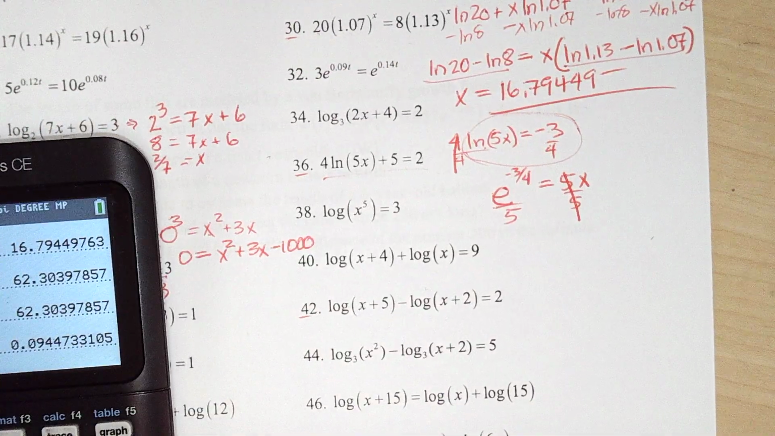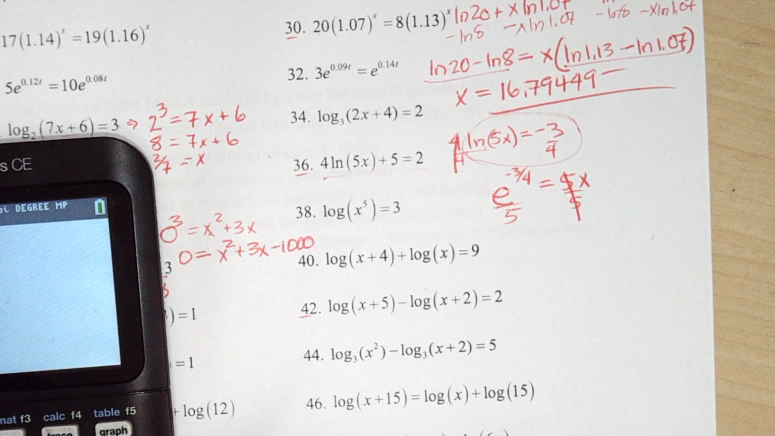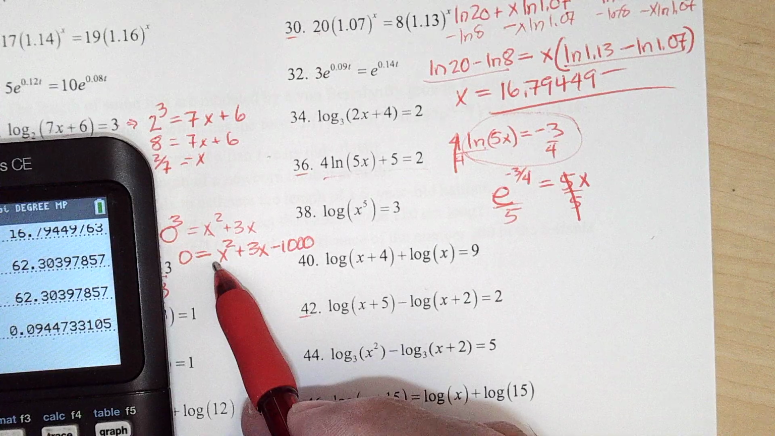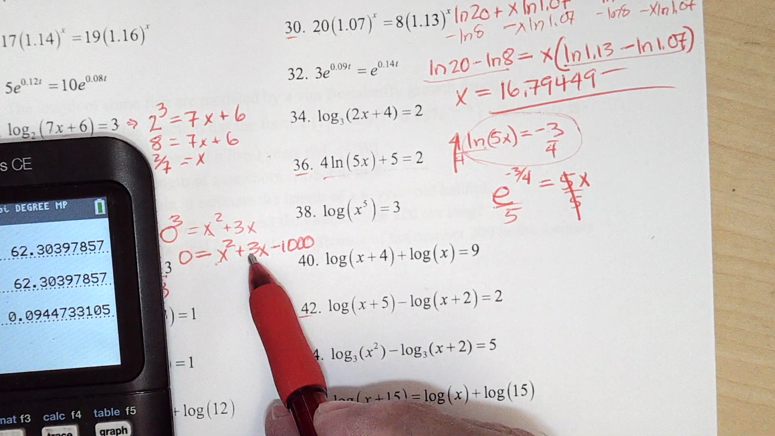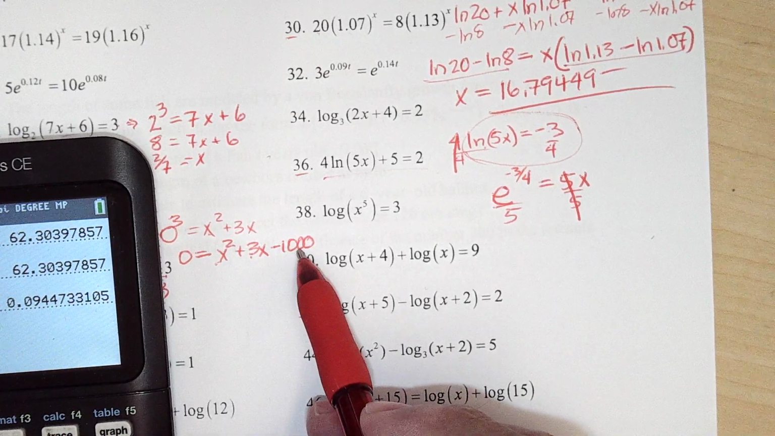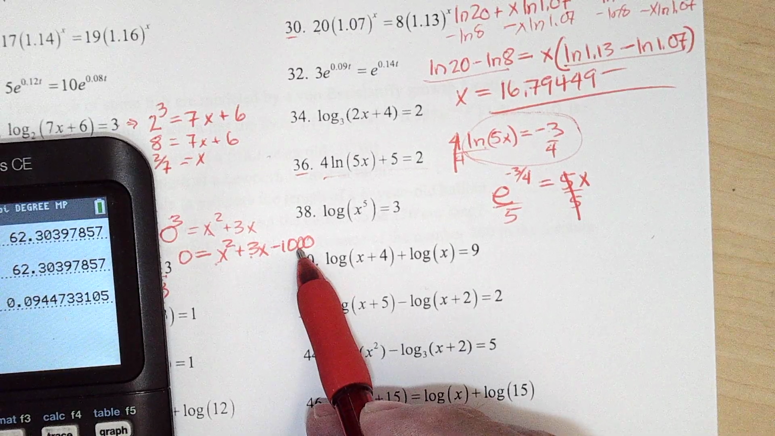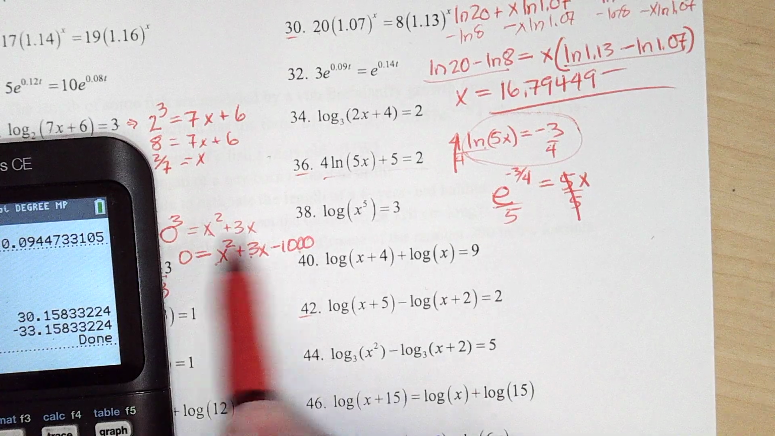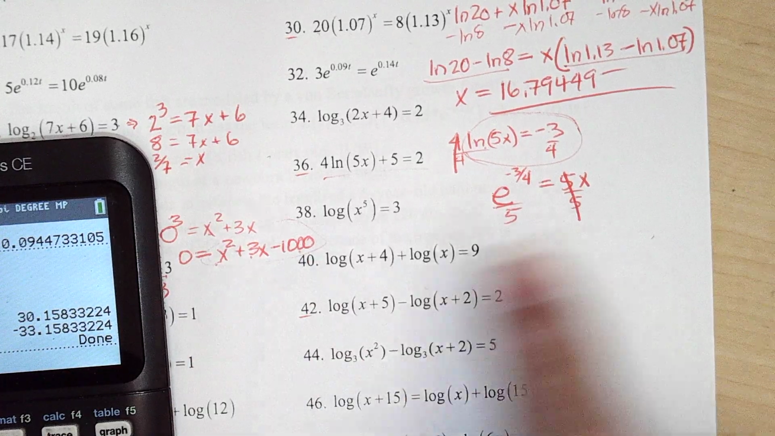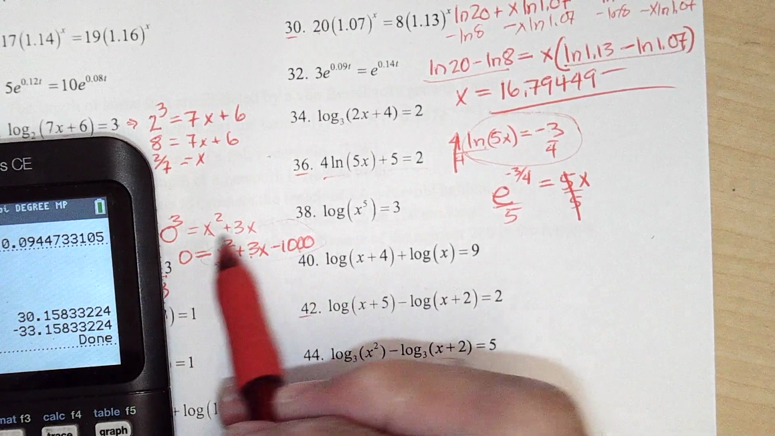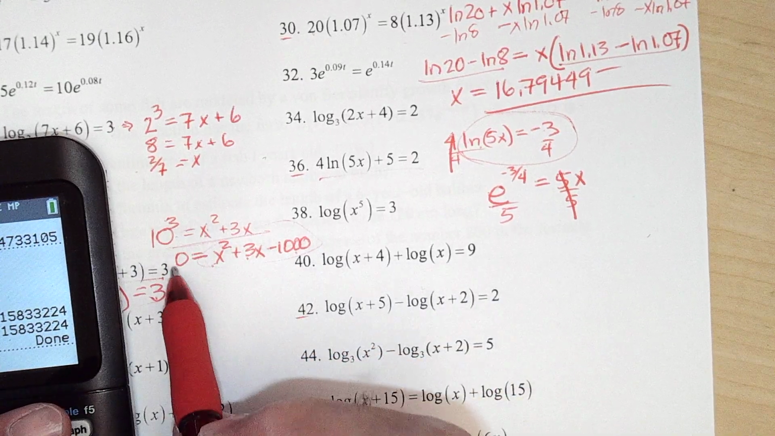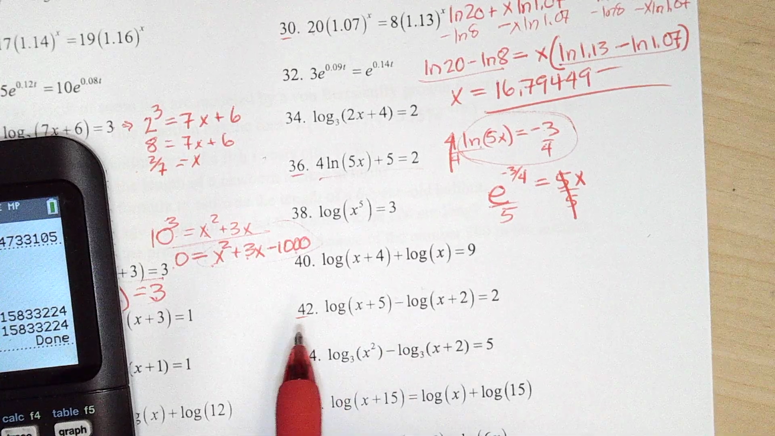If you've put the quadratic formula into your calculator, you'd be in good shape here. What's A? 1. What's B? 3. What's C? Negative 1,000. And I get 2 answers. I could also type it in Desmos and tap on the x-intercepts. But again, the important thing is this is a quadratic, and so you have to make it equal to 0 to start off to solve it.